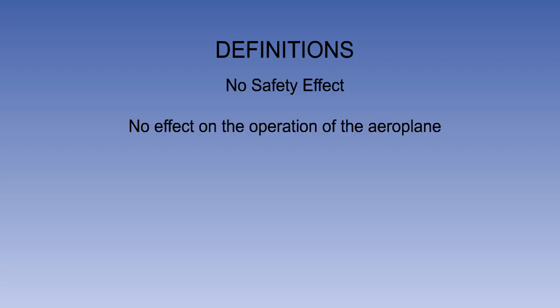Failures are classified into 5 groups, according to the severity of their effects. The lowest class is no safety effect. This is self-explanatory. It will have no effect on the operation of the airplane.